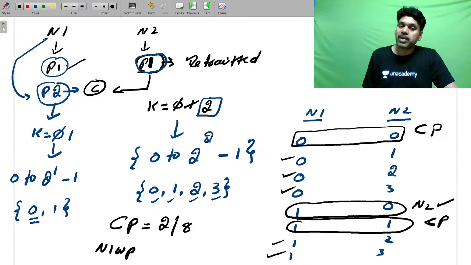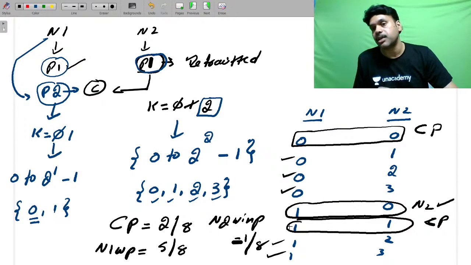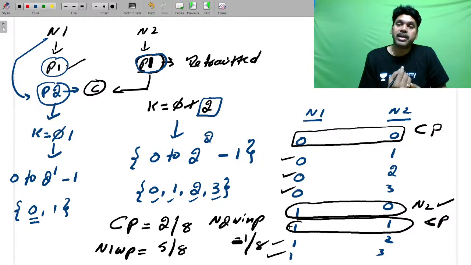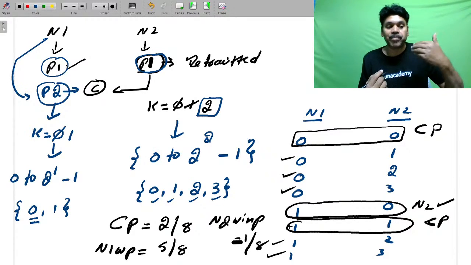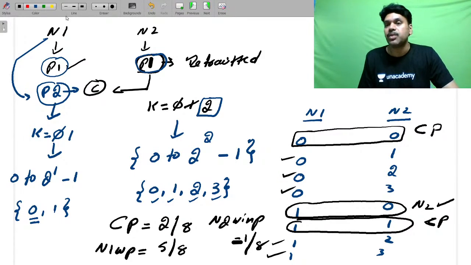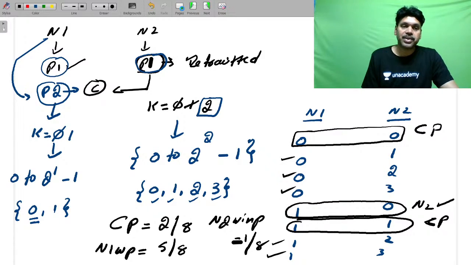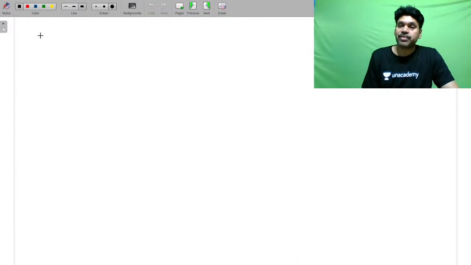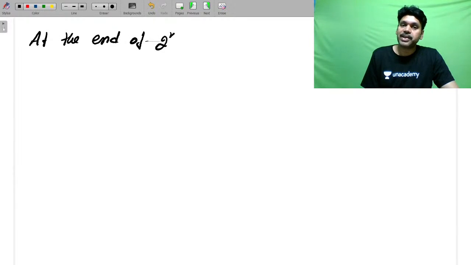And the N1 winning probability, how many slots can N1 win? 5 slots, 5 out of 8. What is the N2 winning probability? Only 1 slot, that is 1 slot out of 8. So here N1 has much more probability than N2. Therefore, here also who is going to win? N1 is going to win once again. So let us continue. At the end of the second phase, N1 got more winning chances.